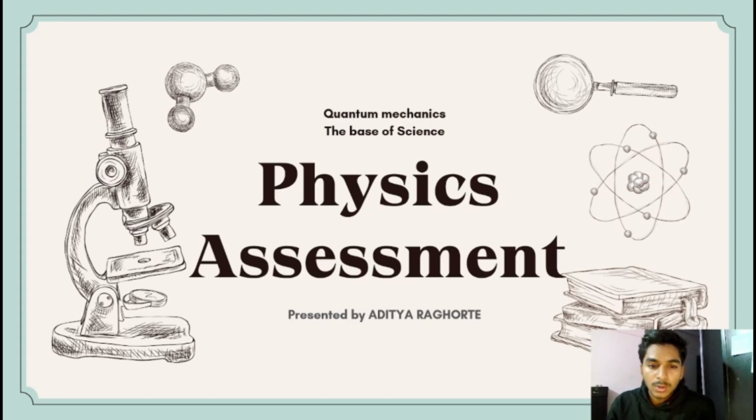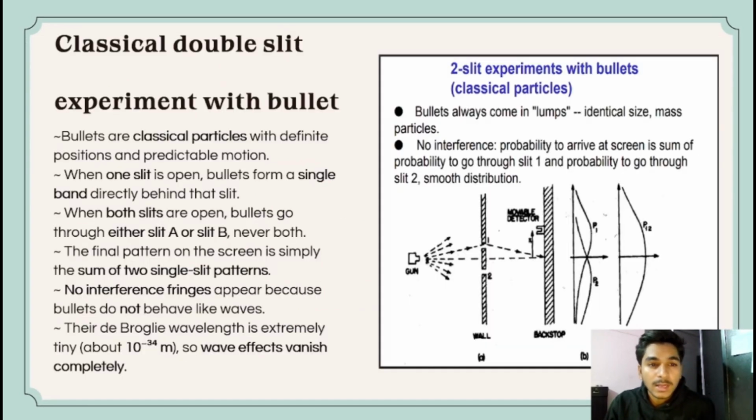Today, I am going to explain my topic: the classical and quantum double slit experiment, as well as the bullet example. First, we are going to learn about the classical double slit experiment with bullets.